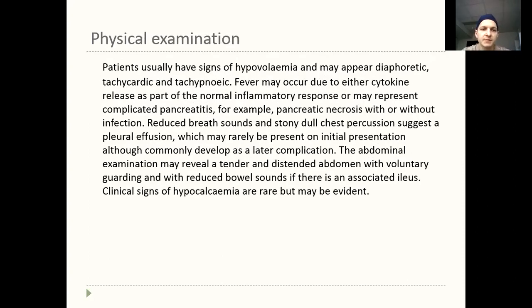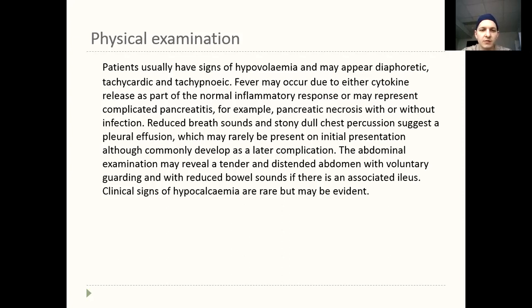Physical examination. Patients usually have signs of hypovolemia and may appear diaphoretic, tachycardic, and tachypneic. Fever may occur due to cytokine release as part of the normal inflammatory response, or may represent complicated pancreatitis, for example, pancreatic necrosis with or without infection.